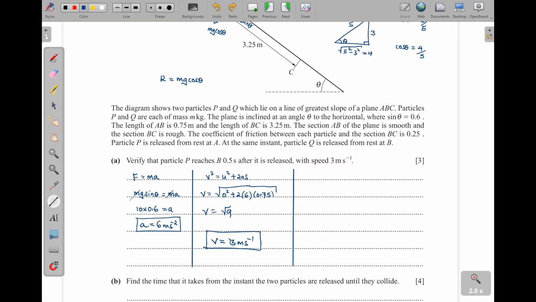Then for the other one, we have to look for this time here. Now I can use v is equal to u plus at.